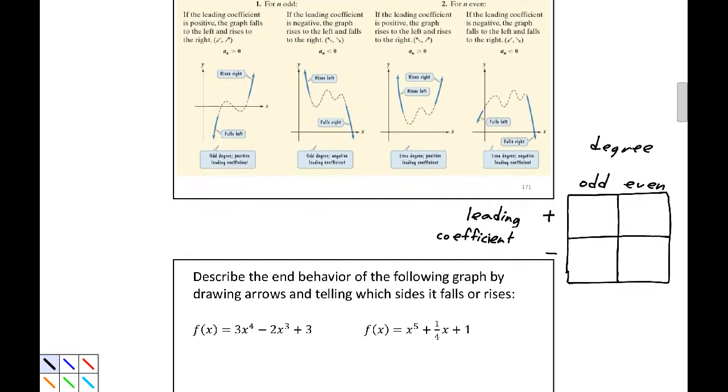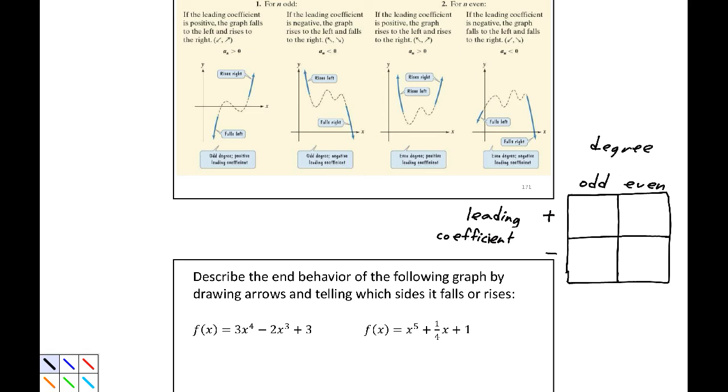This can be summed up in a chart that I'm going to draw here, where I have 4 possible cases. The degree being odd, the degree being even. It's 2 cases, and there's a subcase. We have the degree being odd with a positive leading coefficient, the degree being odd with a negative coefficient. Then the third case, the degree being even with a positive leading coefficient, and then the degree being even with a negative leading coefficient. Those are the 4 cases, and they look like this.